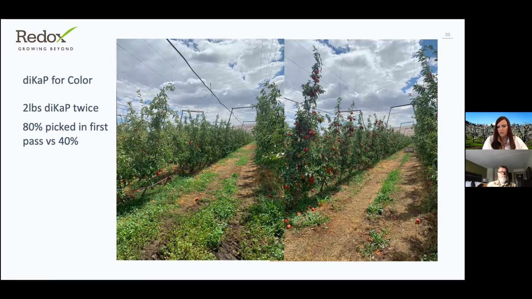And what the ranch manager was really excited about is where they treated with DICAP, they were able to pick 80% of the crop. So Raves are a bicolored apple. They have to make multiple passes because they color pick. And so where they treated DICAP, they only had to go through twice, whereas where they didn't treat with DICAP, they were only able to get 40% off with the first pick and had to go through 3 times. So that is a lot of extra money when you have to make more passes like that.